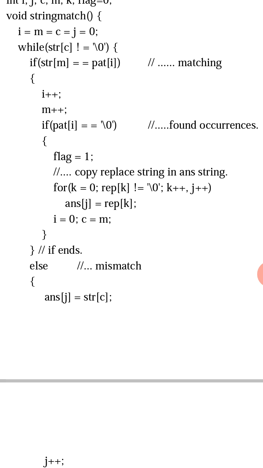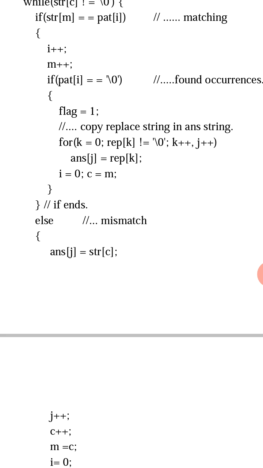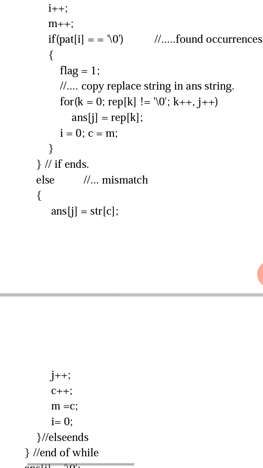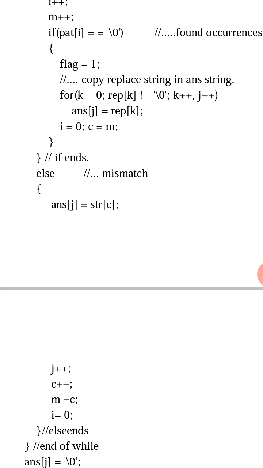Next it will read the next character, and our next character is I. Again it is comparing with pattern of i. It is not the same, so it will skip, it will come to the else part, it will copy your main string character to the answer string, and it will increment the value of j and c. Again same procedure as I have explained. The value of m will be updated by the index value of c, and again I am reinitializing my pattern index to 0.